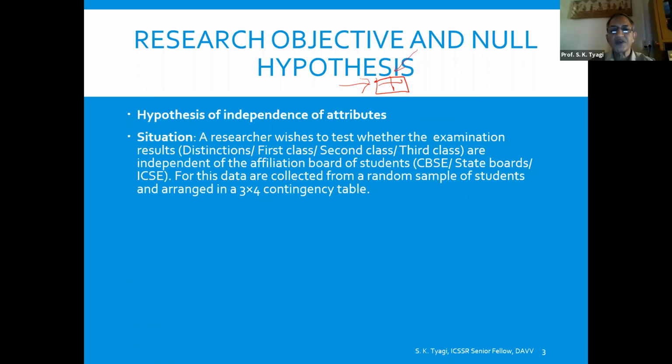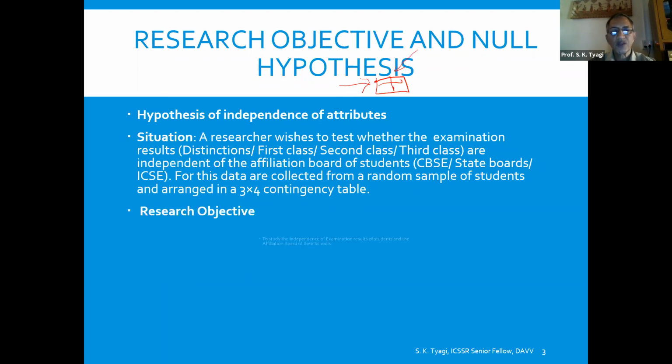Now, for this, we will collect data from a sample of students, and the data will be arranged into a 3 by 4 contingency table. The number of rows is 3 because there are 3 boards, and the number of columns is 4 because there are 4 kinds of results.